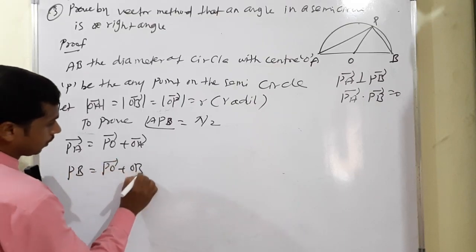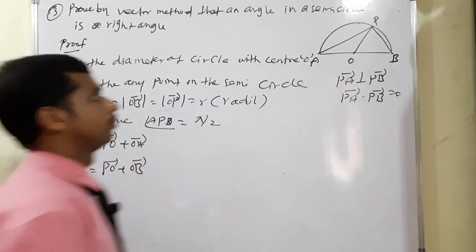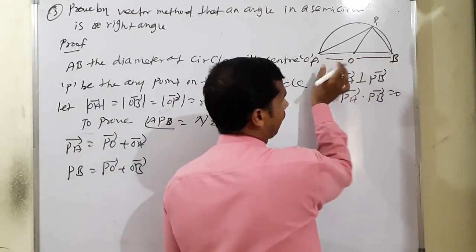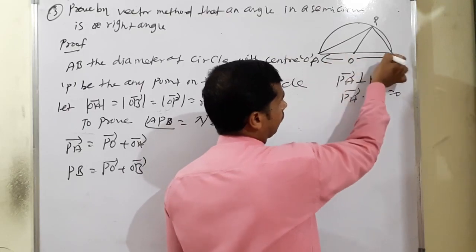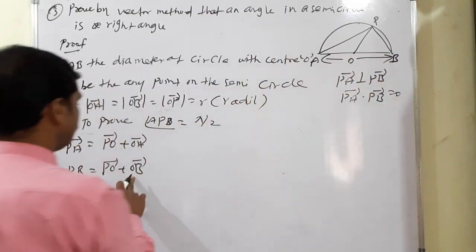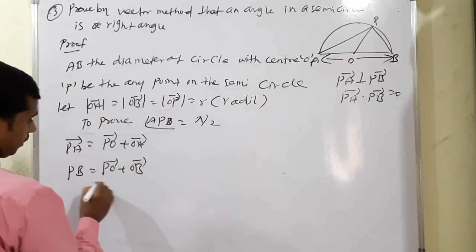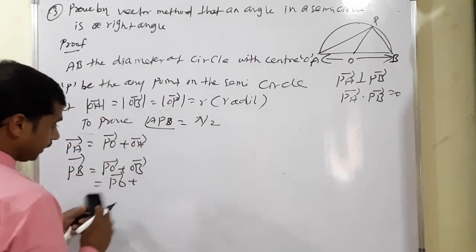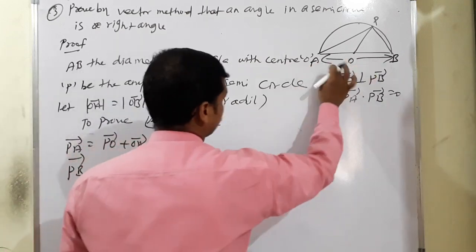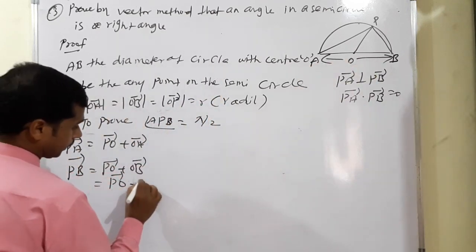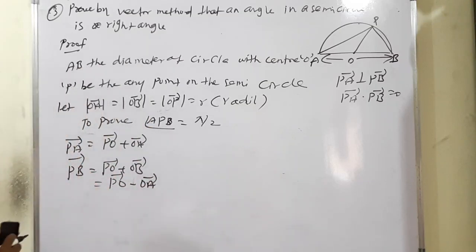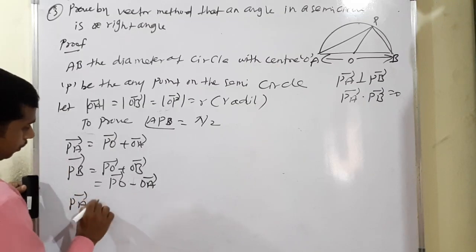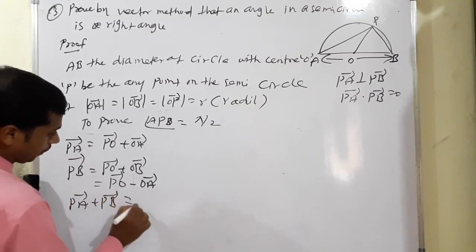PO plus OB. Now look at there. Starting with O, this is the midpoint, so each and every side term will be equal, but on the same side in the opposite direction, isn't it? So instead of OB we can take OA, meaning minus. Therefore PB vector is equal to PO vector minus OA vector, because it is the opposite direction from the center O, minus OA vector.